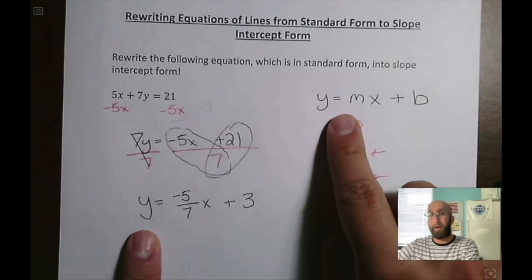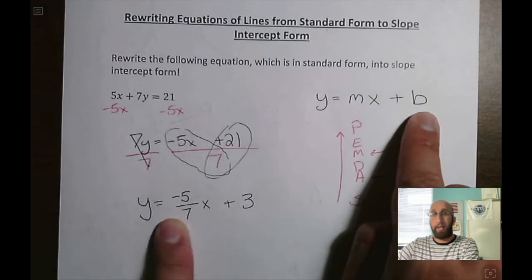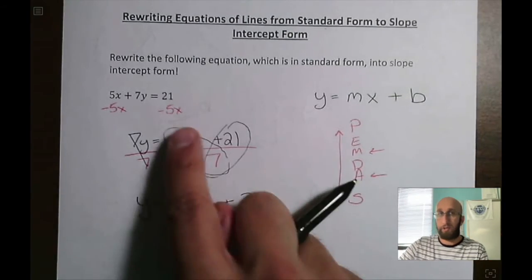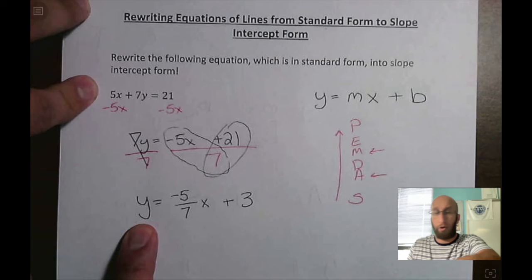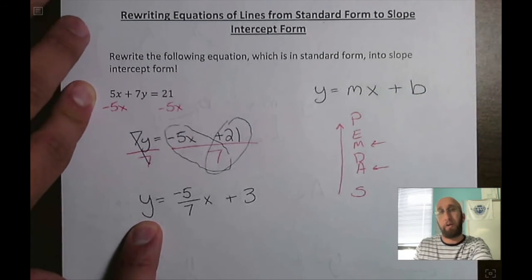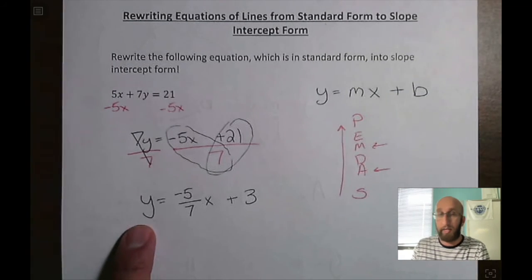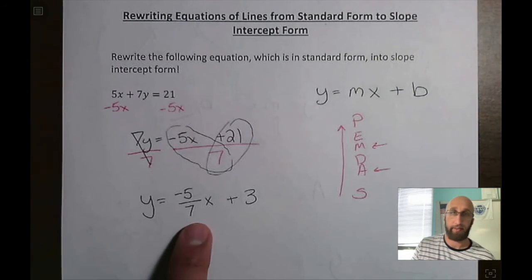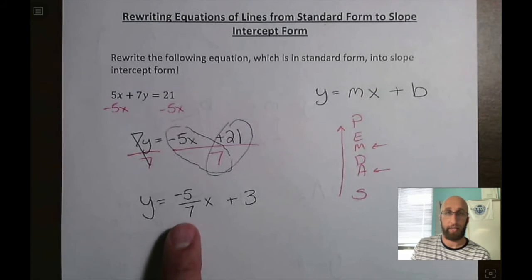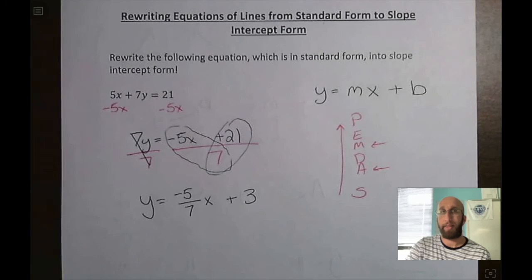If I compare here, I have my y by itself and everything else on the right side. This is slope-intercept form. These two equations are going to graph the exact same line. They just look different in appearance. They're the exact same thing and will both produce the exact same line. So this is y equals negative 5 over 7x plus 3. You can quickly look at it and say the slope is negative 5 over 7 and the y-intercept is 3. And that is rewriting equations of lines from standard form to slope-intercept form.